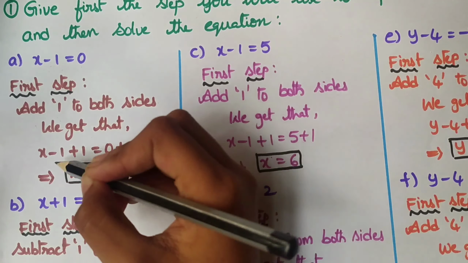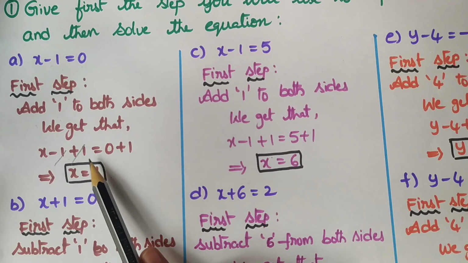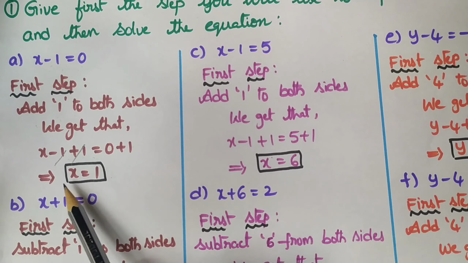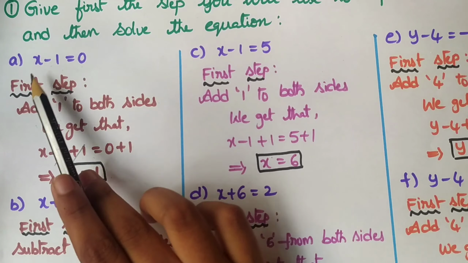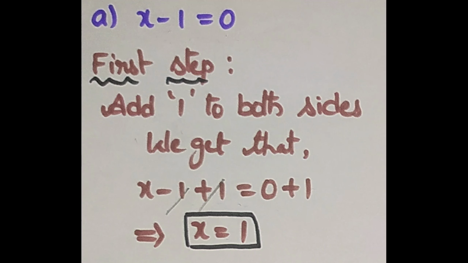Here minus 1 plus 1 get cancelled. So x is equal to 0 plus 1. x is equal to 0 plus 1, which is 1. So x equal to 1. So x minus 1 equal to 0, here x equal to 1.